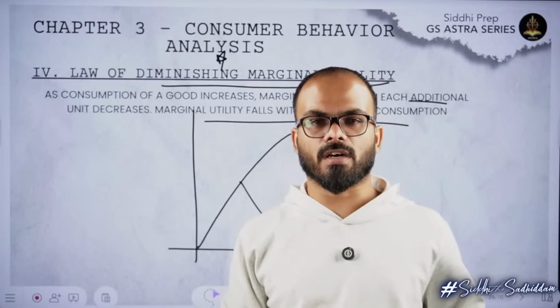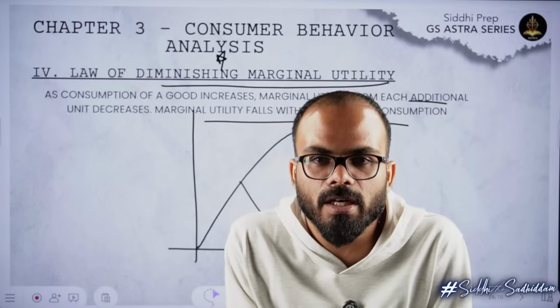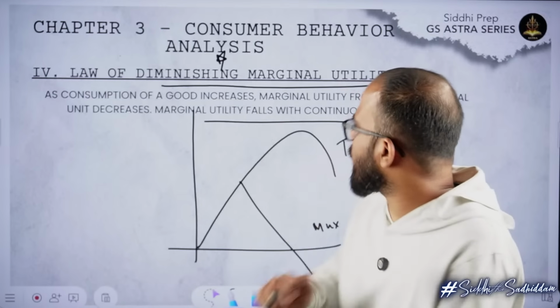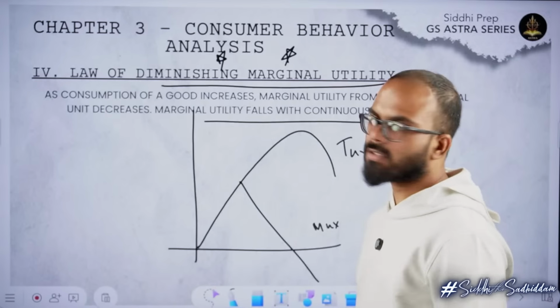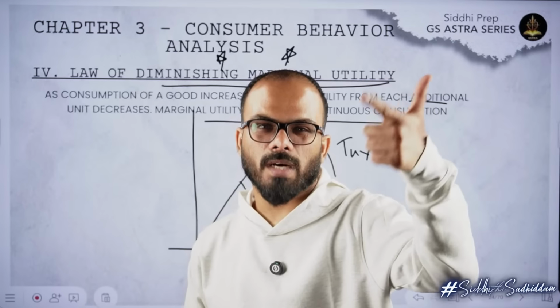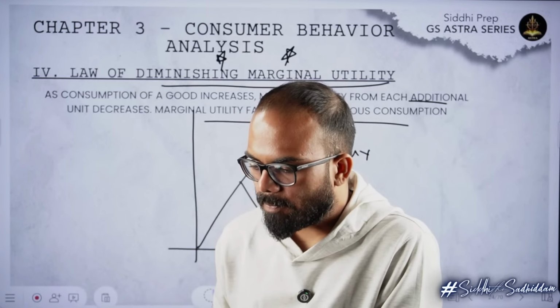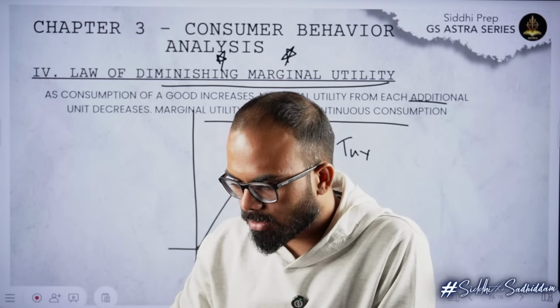But of course, there are a lot of exceptions to this. Ideally, this doesn't happen in the majority of cases, but still in the exam, they will ask you questions on this. So are you guys clear about what is total utility, what is marginal utility, and what is the law of diminishing marginal utility? Are we clear on this?